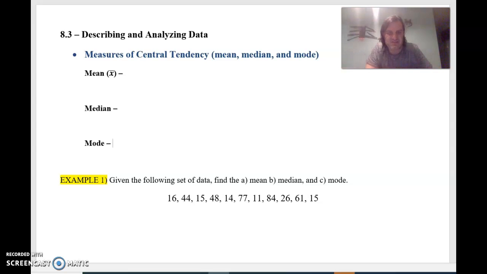Hey, it's Mr. Allred, and we're here to talk about analyzing data. We're going to start off with our good friends mean, median, and mode.